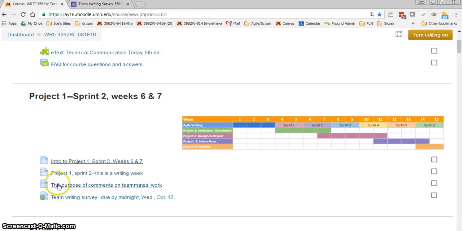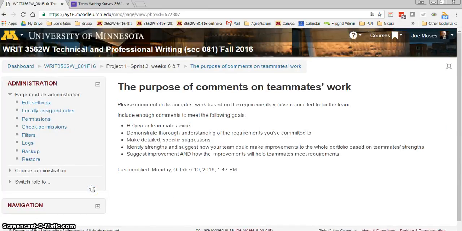The third link that I've added to the Moodle homepage is called The Purpose of Comments on Teammates' Work. And when we go there, you'll see that you'll have to make a decision about how many comments to include. I don't want to say, well, do one per requirement because then everyone stops at one. I don't want to do 10 per requirement because that's an awful lot of work. So basically, you want to base the number and content of your notes based on the following goals.